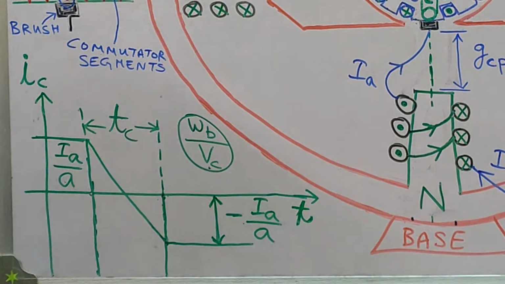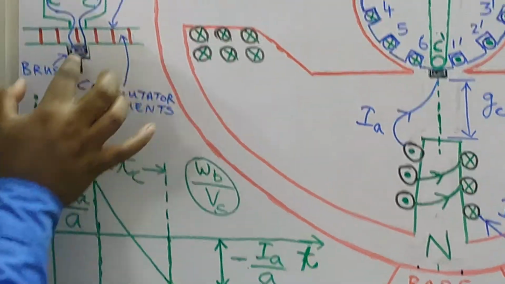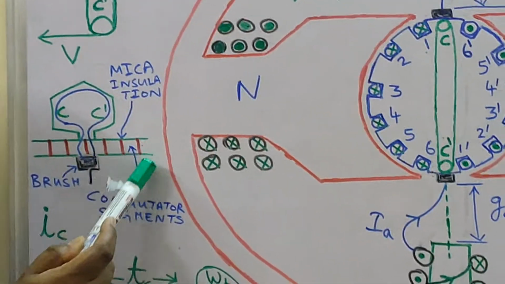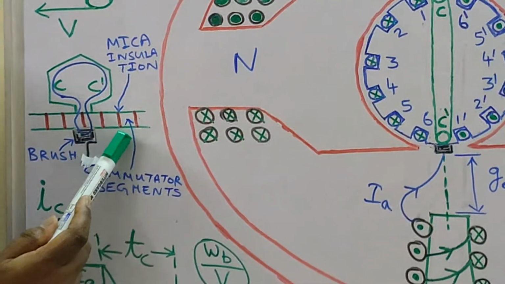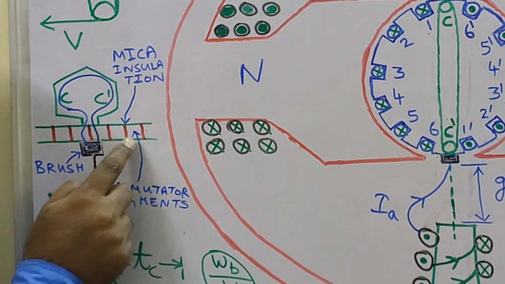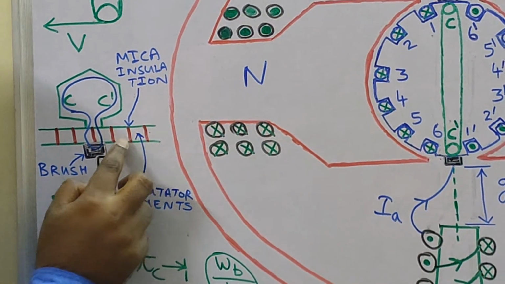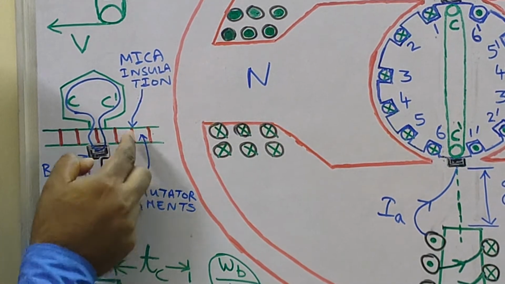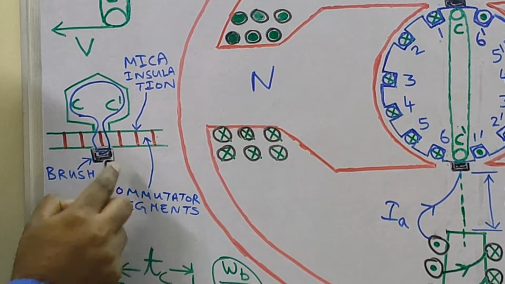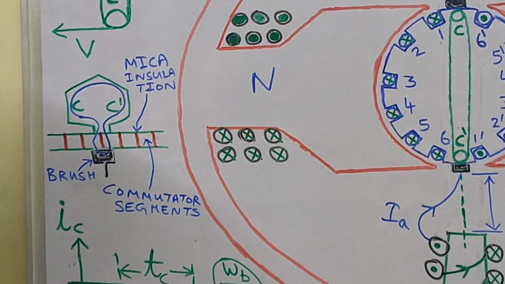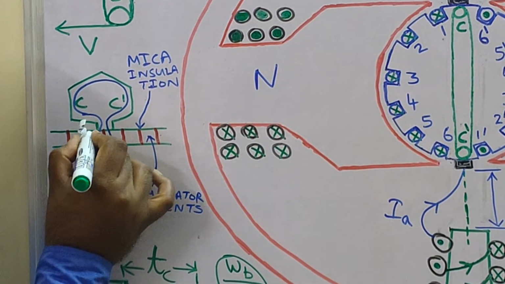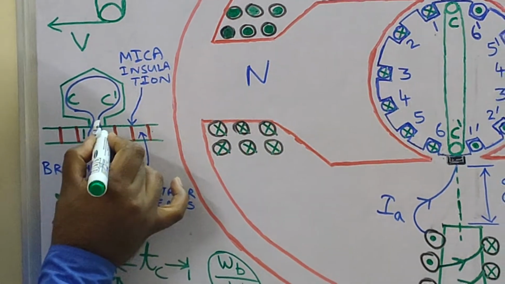Now just for ease of understanding, I have tried to represent here a small figure. You see here, these red lines are the mica insulation, and these are the commutator segments. Between any two commutator segments, you will find a mica insulation of thickness around 0.8 mm. Now this is the brush. You may call this, let's say, segment number 1 and this segment number 2.